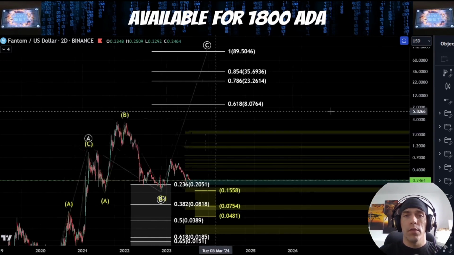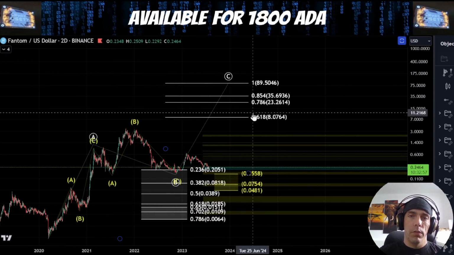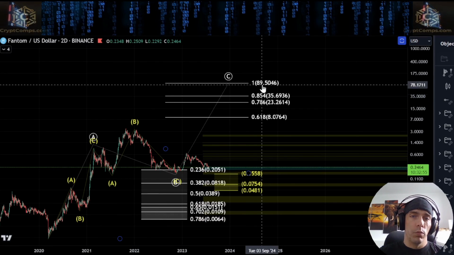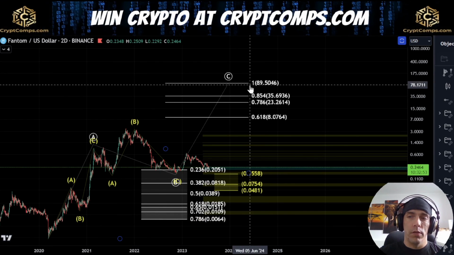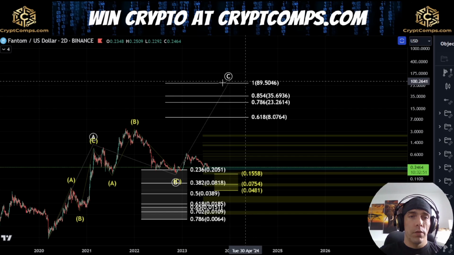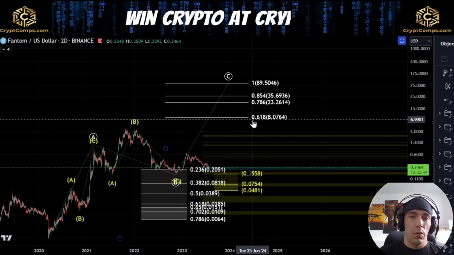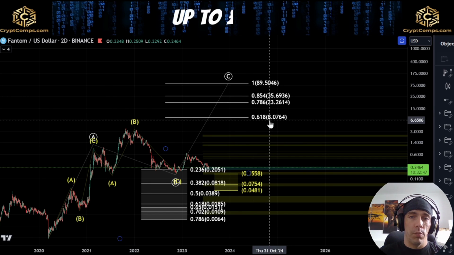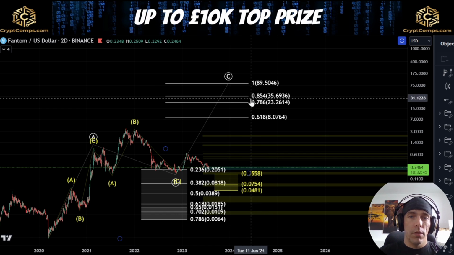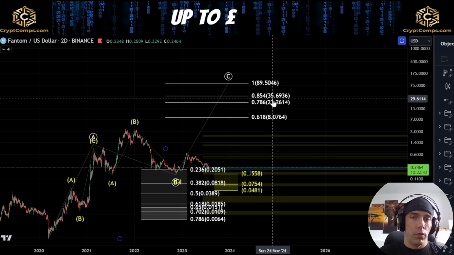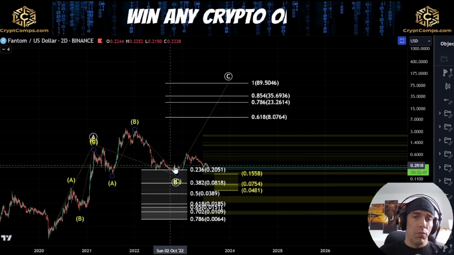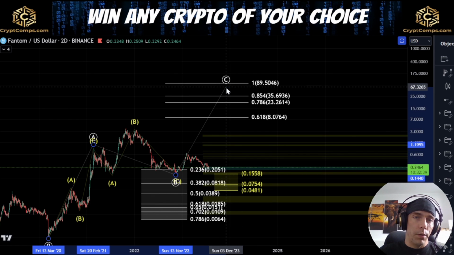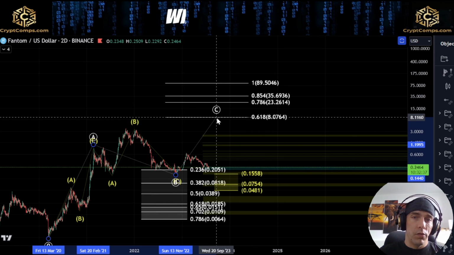So if this is the case, effectively what we could be looking for here is a move up towards this 1-to-1 here, which would actually bring us to $89. Alternatively, more realistic targets would be between this 0.618, which would be this $8.07, to this 8.54, which would be up here towards $35. So the minimum requirement I'd like to see here if this develops as a C wave would be at least this 0.618.